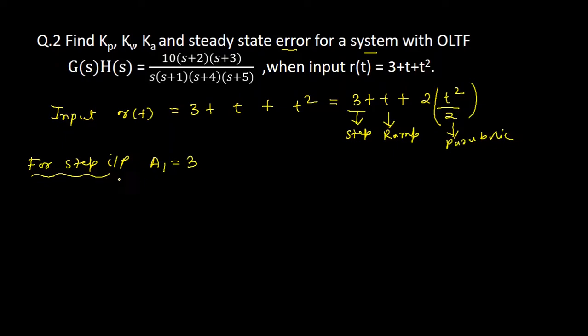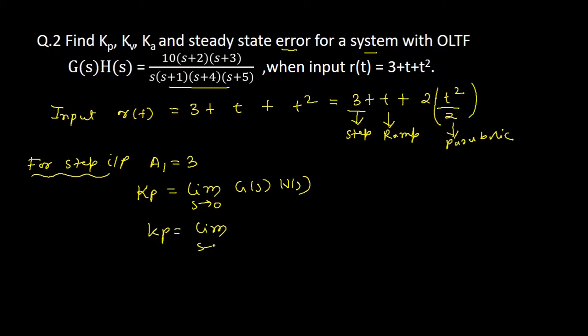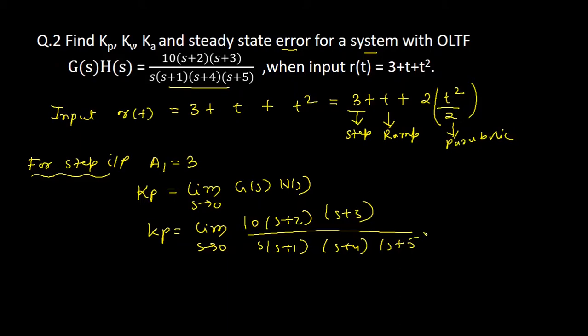I have told you whenever the step input signal is given to the system, then positional error coefficient Kp will control the error. So Kp is equal to limit s tends to 0 G(s)H(s). Now we put the equation of G(s)H(s) from here. So we get Kp is equal to limit s tends to 0 10 into (s plus 2) into (s plus 3) whole divided by s into (s plus 1) into (s plus 4) into (s plus 5). So when we put the limit s tends to 0 in this equation, we get Kp is equal to infinite.